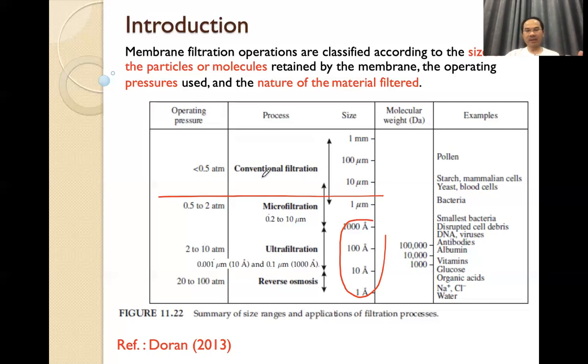If we classify based on pressure, conventional filtration operates at lower than 0.5 atm, microfiltration at 0.5 to 2 atm, ultrafiltration at 2 to 10 atm, and reverse osmosis at 20 to 100 atm. You can see that as the size of the particle retained by the membrane decreases, you have to apply greater pressure.